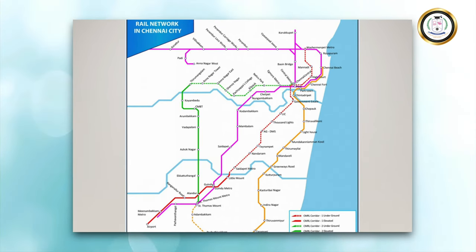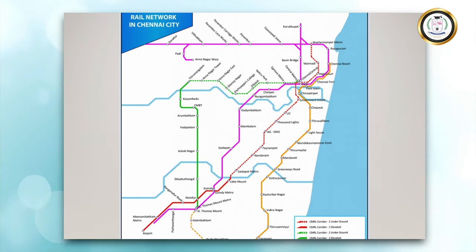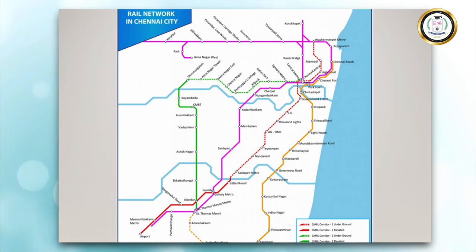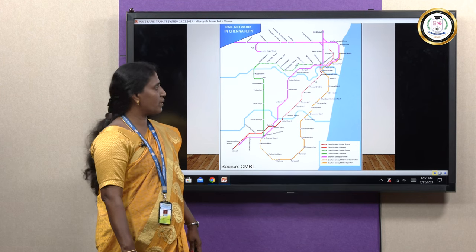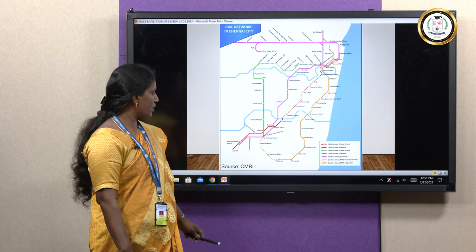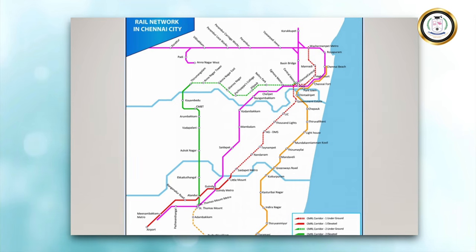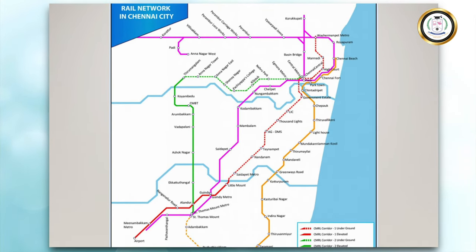The purple color indicates the Southern Railway suburban railway track, and the yellow line indicates the Southern Railway MRTS starting from Chennai Beach and ending at Velachery in south of Chennai, and the dotted yellow line indicates the Southern Railway MRTS, which is in the completion stages.